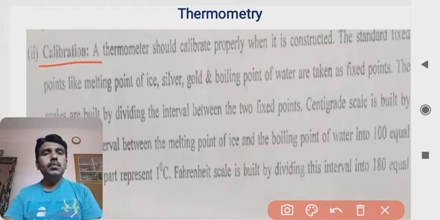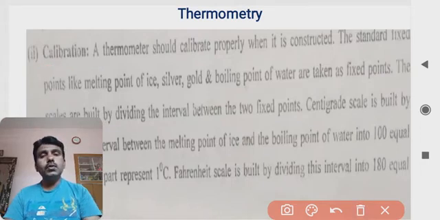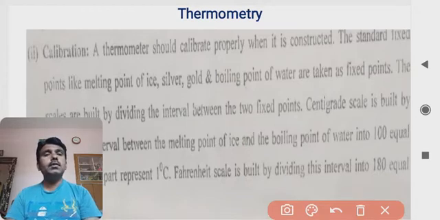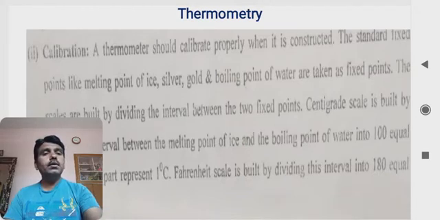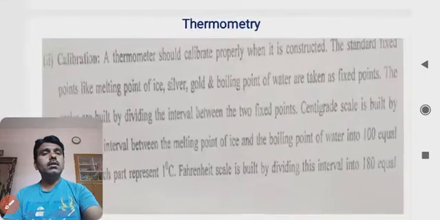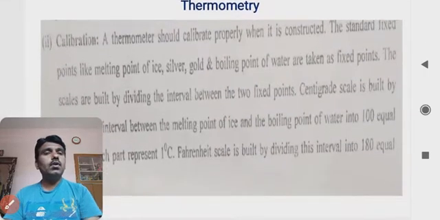Basically the thermometer should be calibrated properly. That means it should show the correct reading, and that is the standard, that an error-minimized thermometer should be there. And that is a very important factor, as we are measuring the temperature of any body.